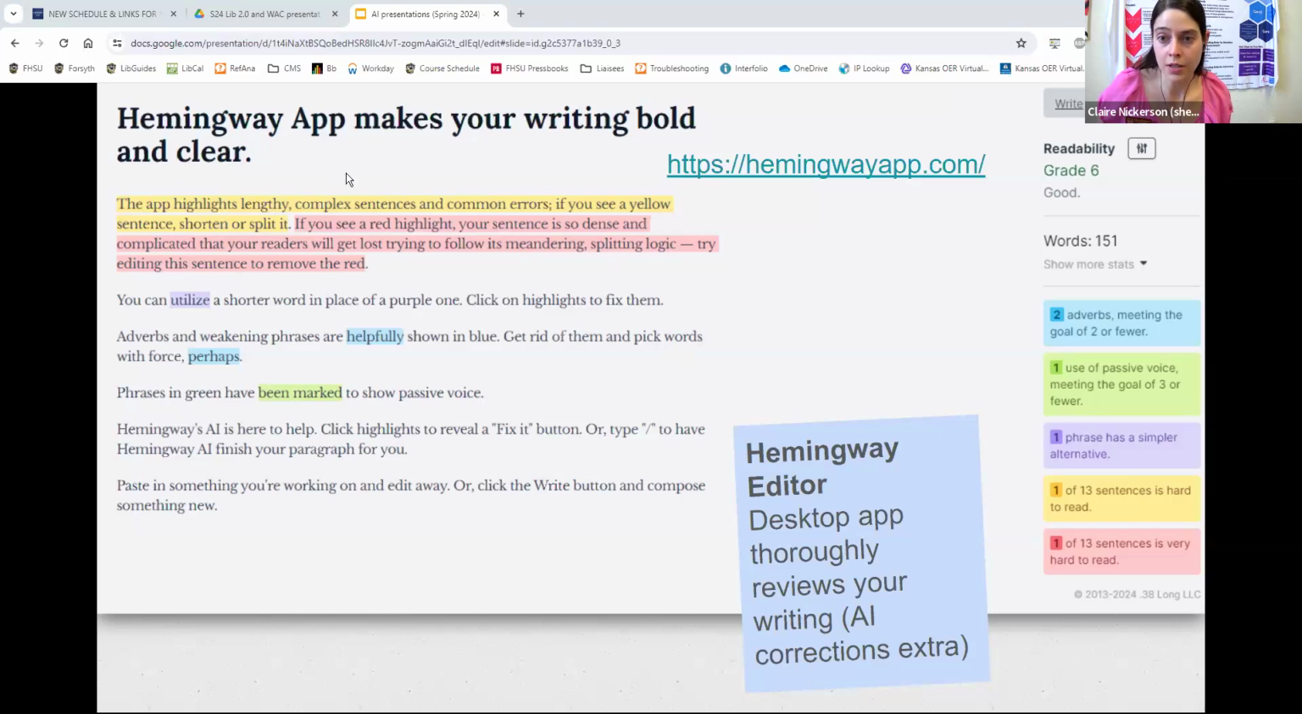You can see it uses a highlighting system. So it's highlighted the use of adverbs, overly flowery prose, it's highlighted passive voice, it's highlighted sentences that are hard to read and maybe could be shortened up or simplified.